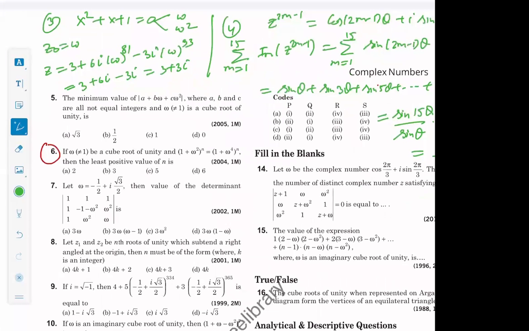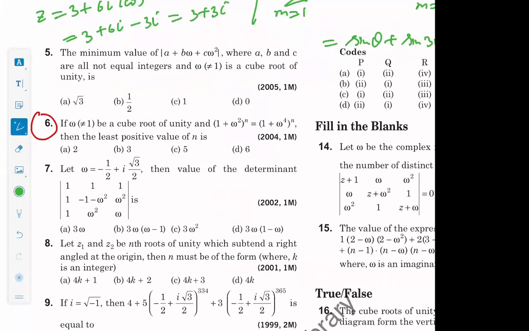Now see the last one, the sixth one. What is the value of 1 plus omega square? 1 plus omega square is minus omega. So this becomes minus omega to the power n. And 1 plus omega is nothing but minus omega square, to the power n. So the minus sign will cancel out on both sides and omega will cancel out on both sides. So I am getting omega to the power n equal to 1. So the least possible value is 3.